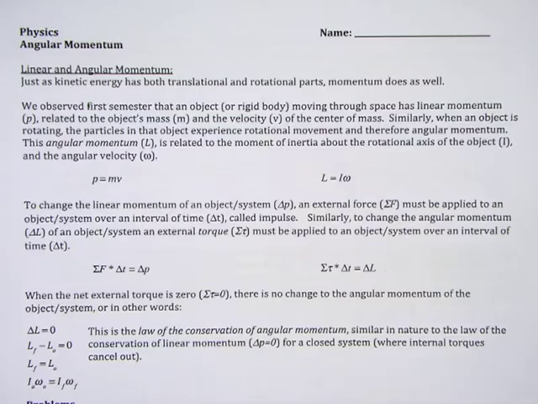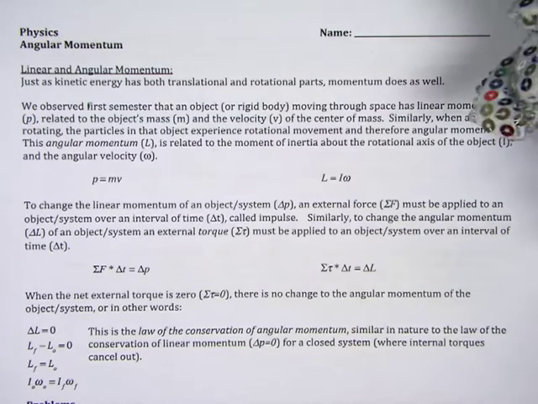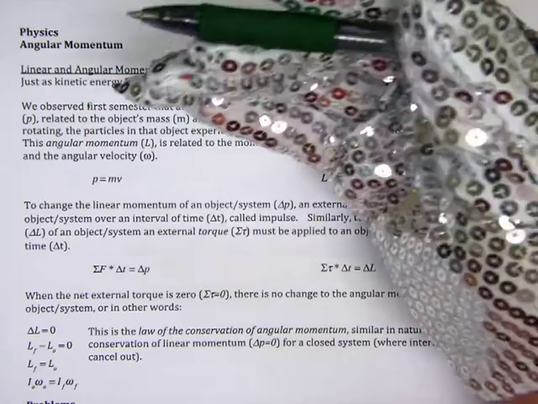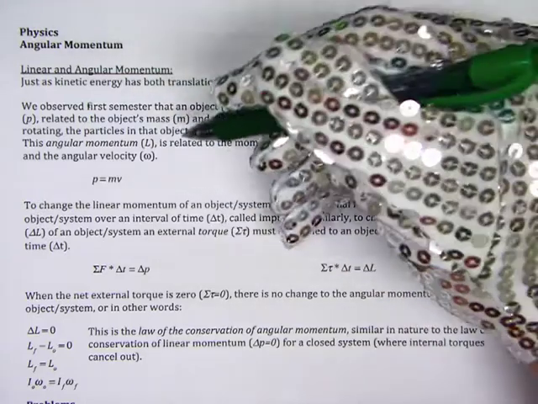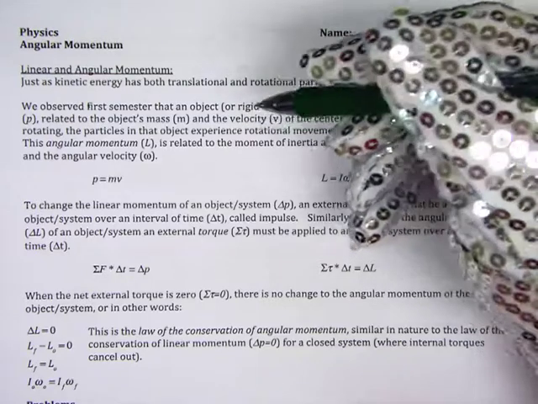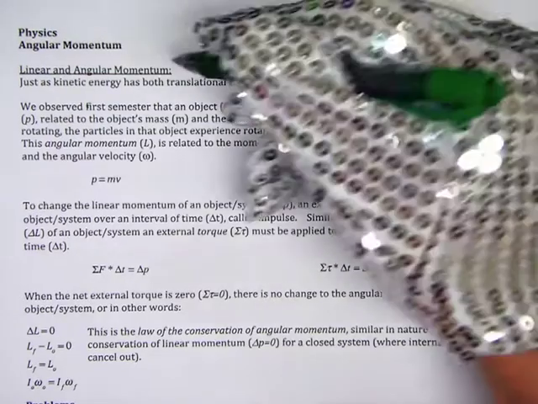Alright, so in this video we're going to look at our final quantity in the rotation unit, and that is angular momentum. So we are going to party Michael Jackson style because this is the last bit of the rotation unit. Woohoo! Alright, so angular momentum.